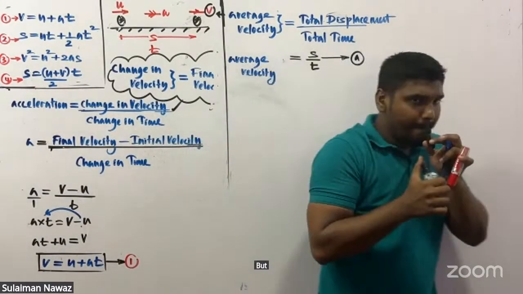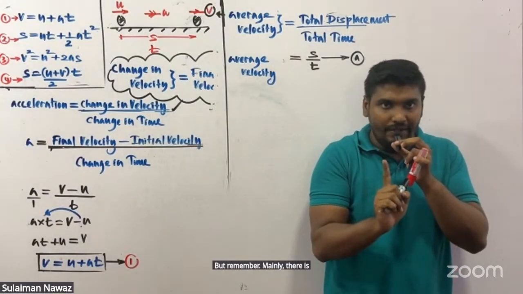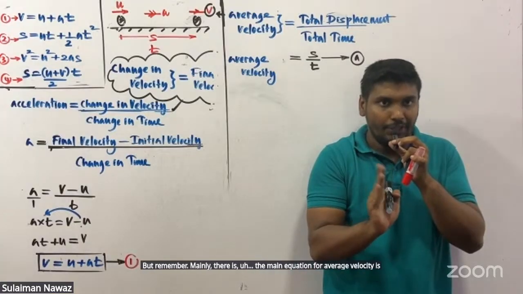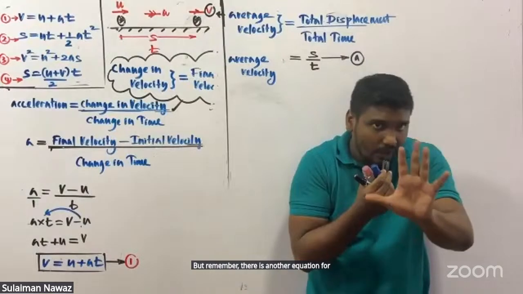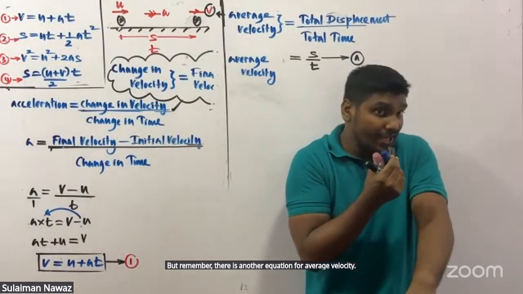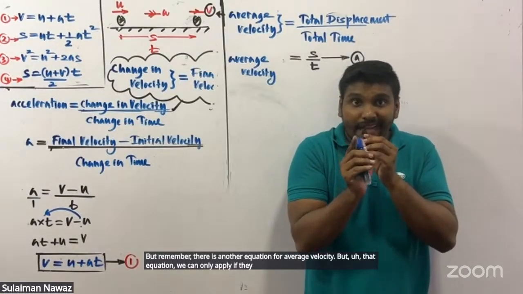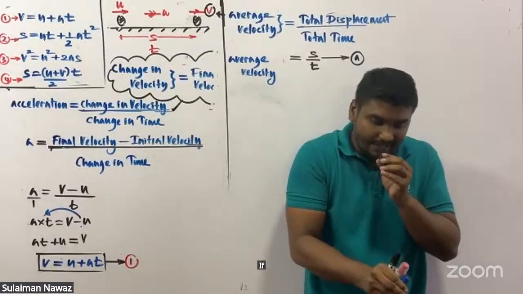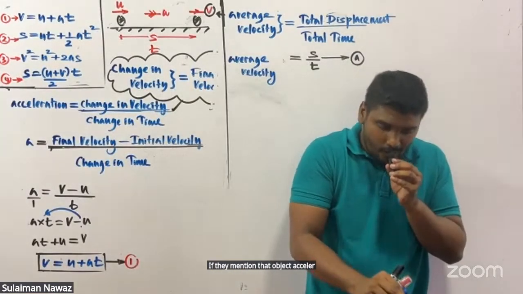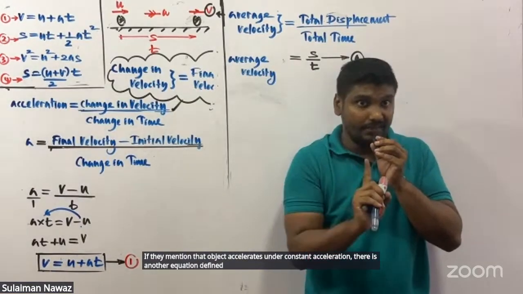But remember, the main equation for average velocity is total displacement over total time. But remember, there is another equation for average velocity, which we can only apply if they mention that the object accelerates under constant acceleration. If they mention that, there is another equation to find the average velocity.